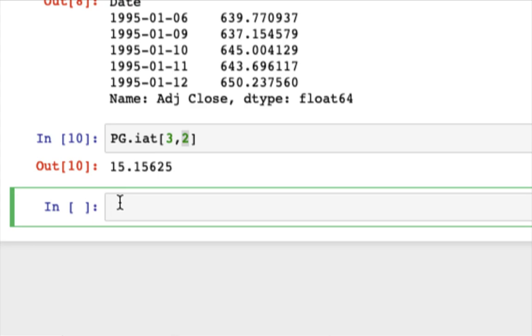You have other ways to extract the things. Look at this strange way. PG dot. Here you can specify the start date, colon, the end date.